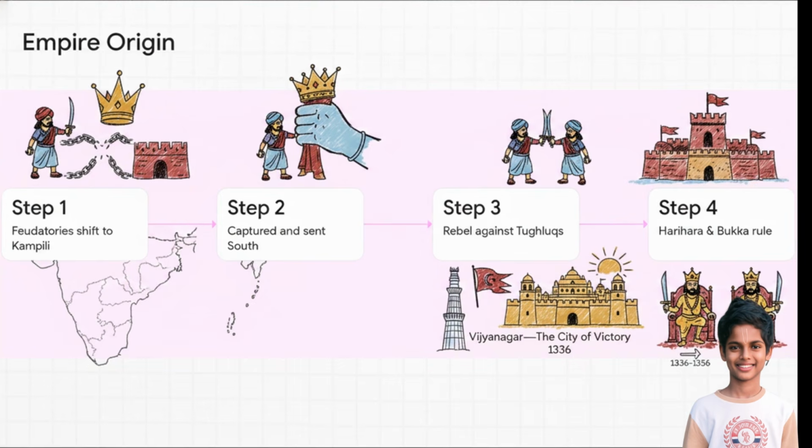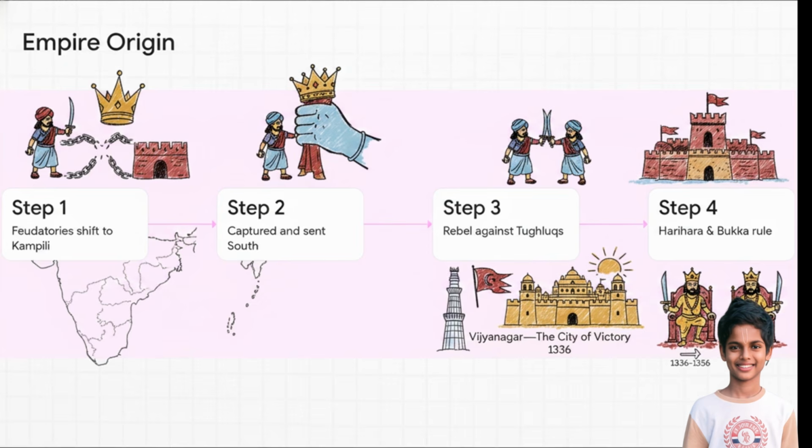It was founded by two brothers, Harihara and Bukka Rai. Now, originally, they were just feudatories under the Kakatiyas of Warangal. When the Kakatiyas fell, the brothers moved to Kampili. Then they actually got captured by the Tughluqs and were sent down south with orders to crush local rebellions. But in a massive plot twist, they rebelled against Muhammad bin Tughlaq themselves. They declared independence and built Vijayanagar, which means the City of Victory, in 1336.